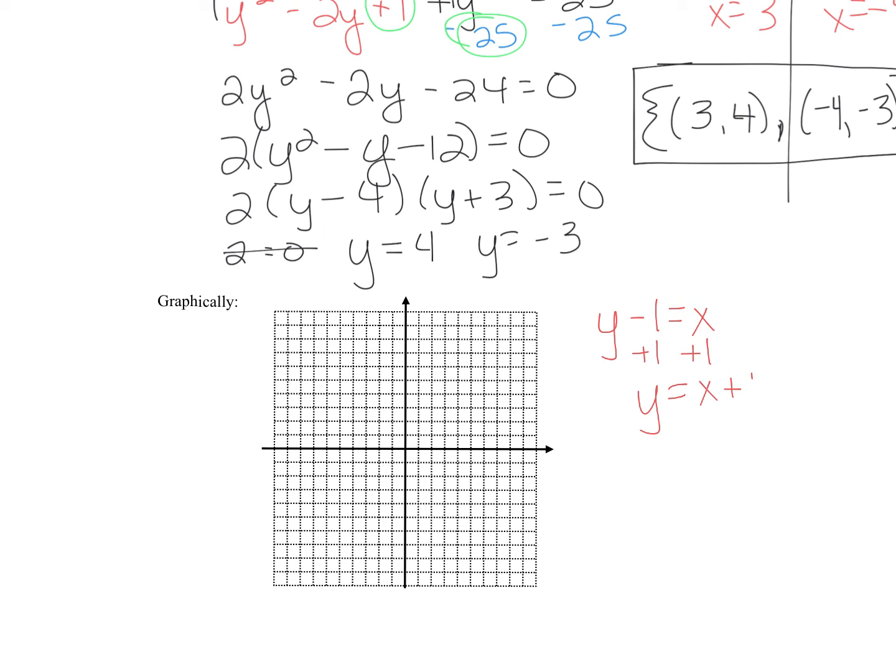And then my second equation is x squared plus y squared equals 25. So we'll start with a line. So we have a y-intercept of 1 and a slope of 1. And once again, I'm going to do the best I can graphing with the tablet. It's not going to be perfect, but here is our line.